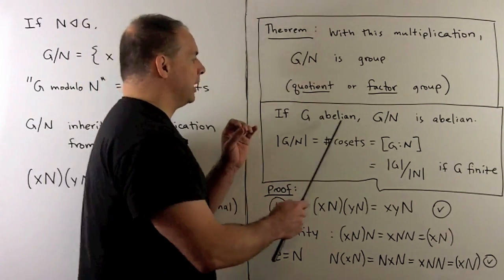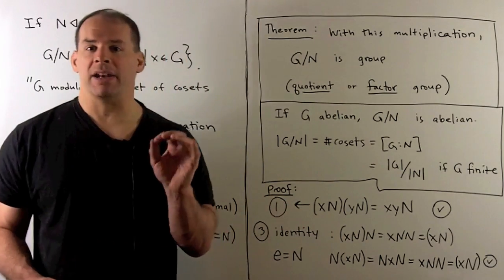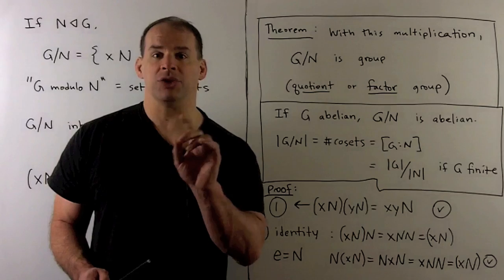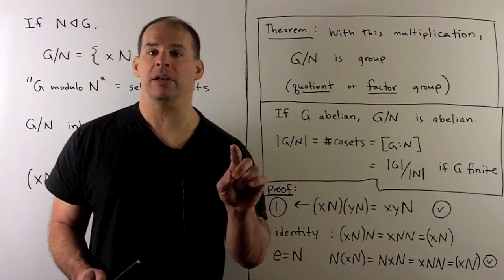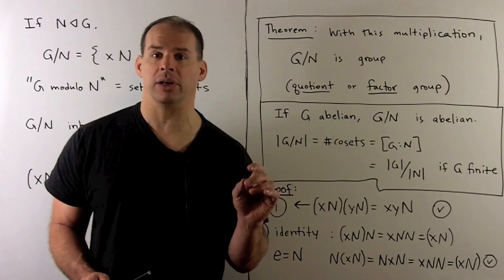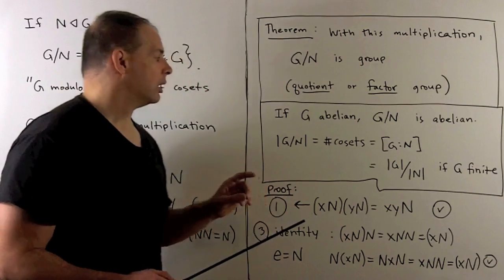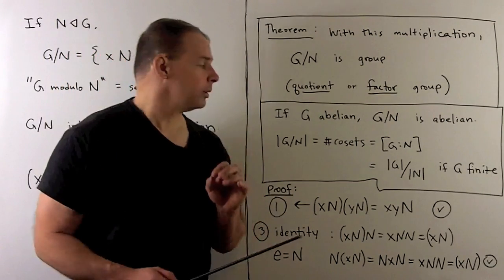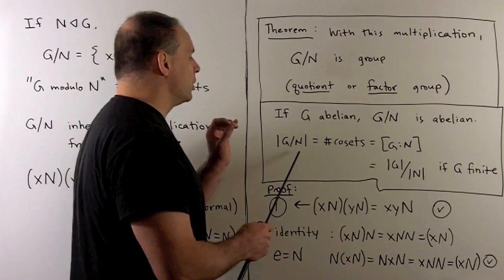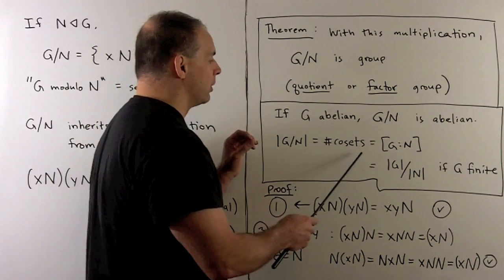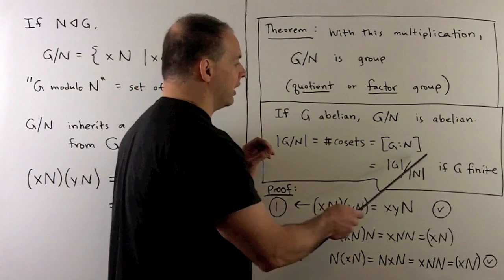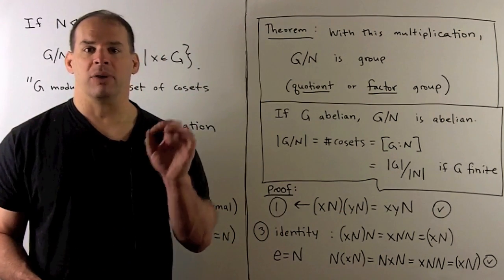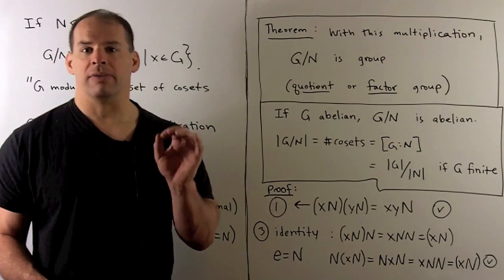If G is abelian, then G mod n is also abelian. If G were non-abelian, it could turn out that G mod n is abelian, but it might also stay non-abelian. If we want to know something about the cardinality of the quotient group, we note here our points are just cosets, so we're just counting the number of cosets. So we're going to have our index. If our group is finite, then we just take the number of elements in G divided by the number of elements in n.